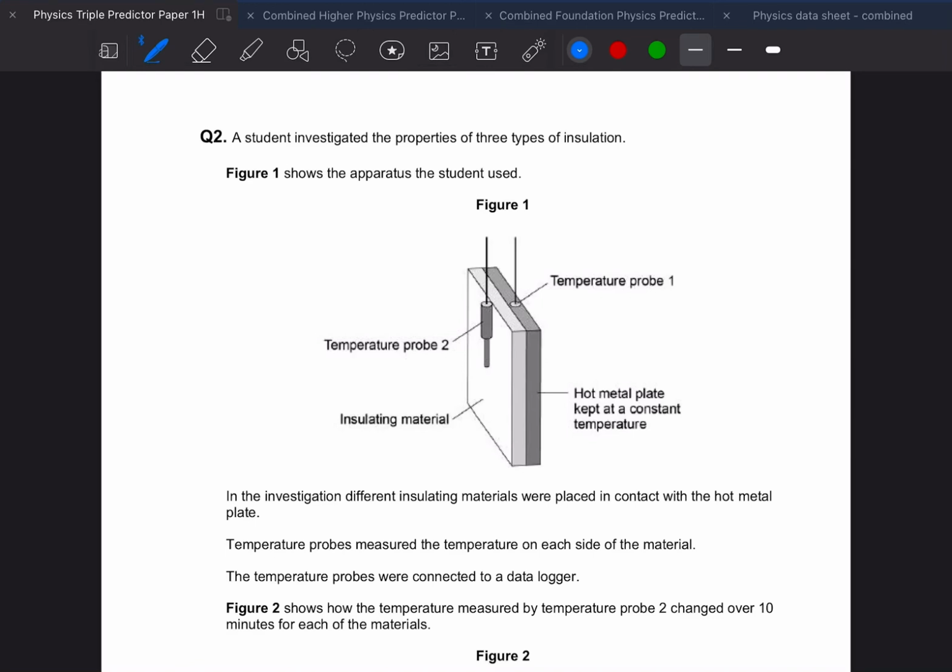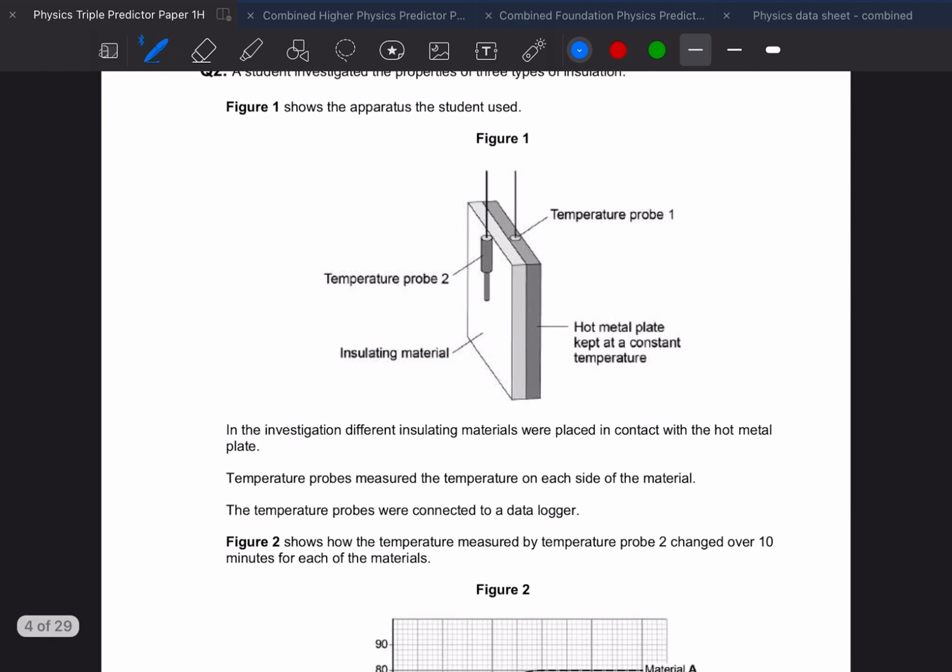Okay, on to question two. So, question two is about the required practical, the thermal insulation required practical. A student investigated the properties of three types of insulation. And this picture shows what's going on. So it's always good to have a look at these pictures and try and figure out what's happening here.